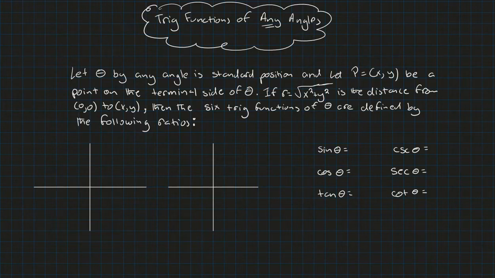In order to do that, we say let theta be any angle in standard position. So we're going to talk about that in a second. Standard position, and then let P, some point x comma y, be the point on the terminal side of theta. If R is the square root of x squared plus y squared, if that R is the distance from the origin to this point P, then we can easily find out what the six trig functions are.